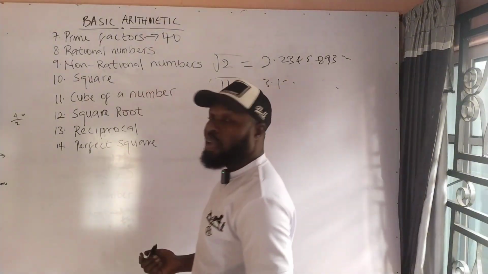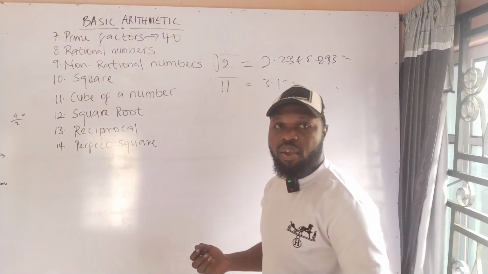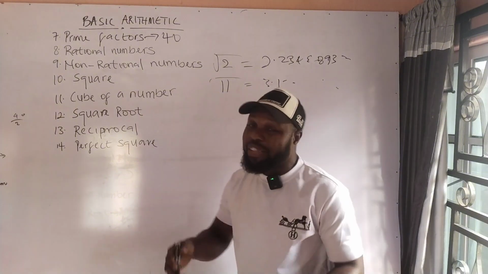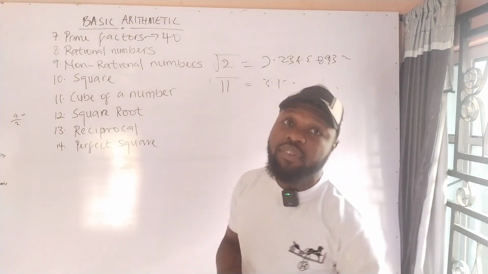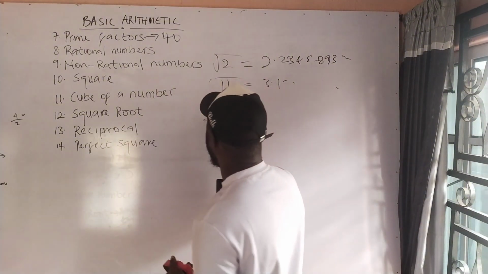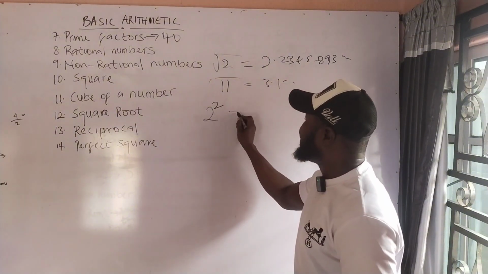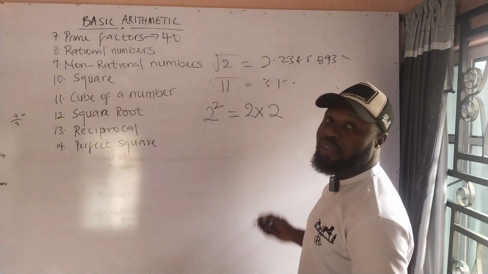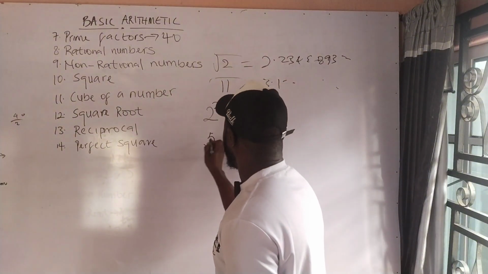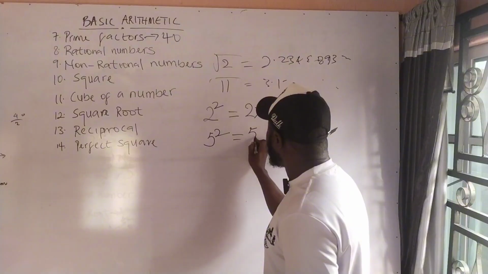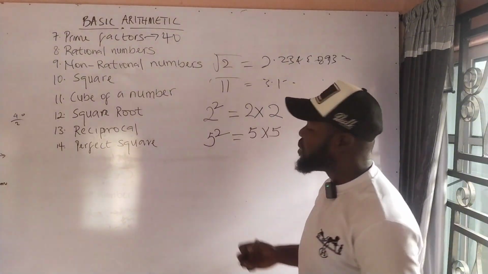When we say square, what do we mean? Square simply means the multiplication of a particular number 2 times. For instance, you are being asked to find the square of 2. It simply means you should multiply the 2 by itself 2 times. Find the square of 5. It simply means you should multiply it 2 times. It's as simple as that.